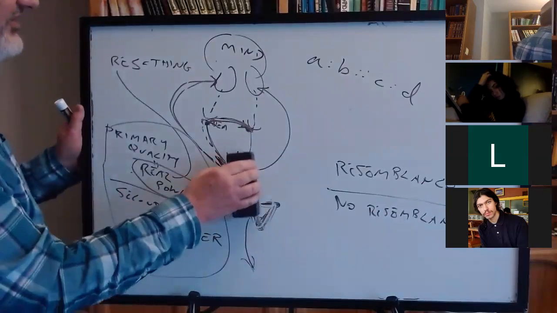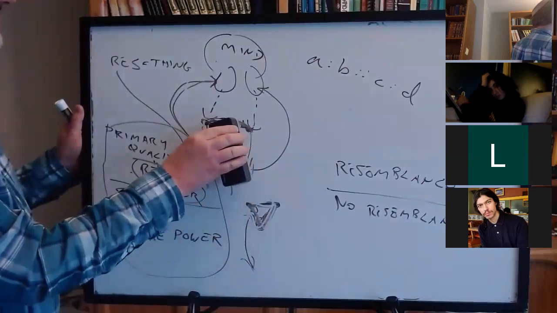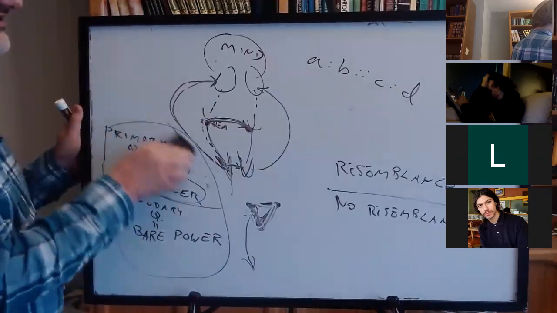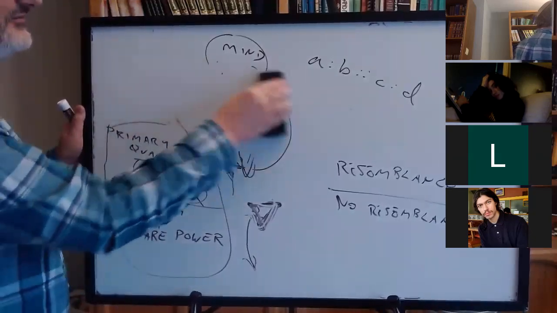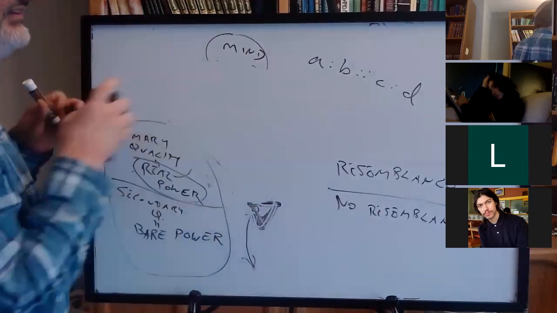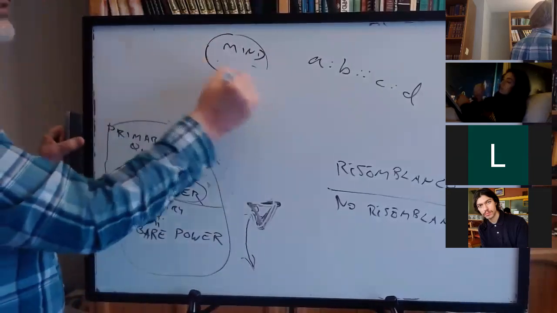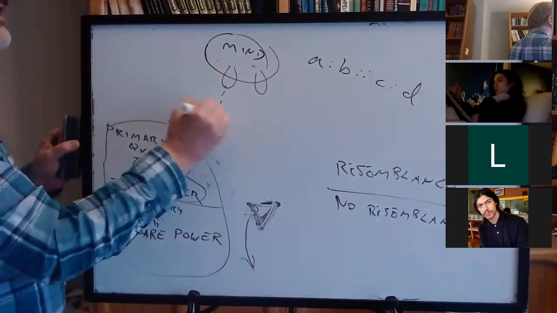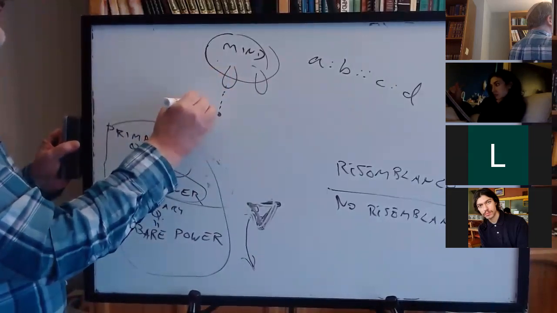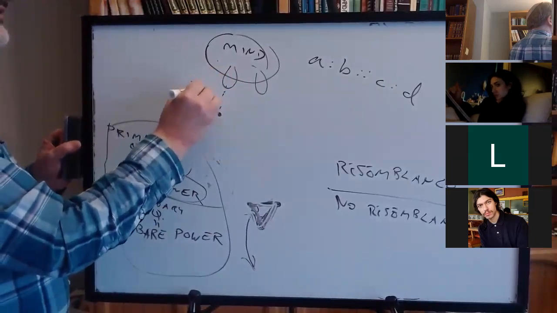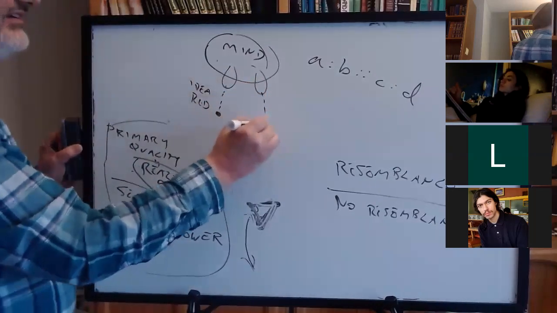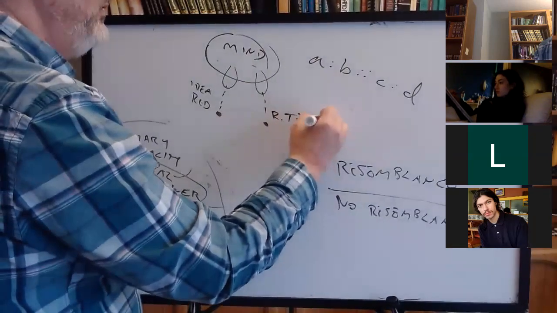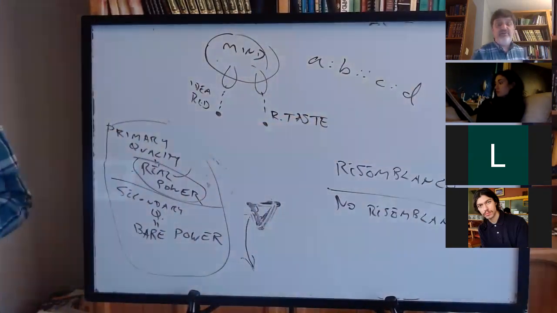Let me redraw this again. Let's get this out of here. This is confusing. So now here are these two operations of perception. This is the idea of red. This is the idea of raspberry taste.